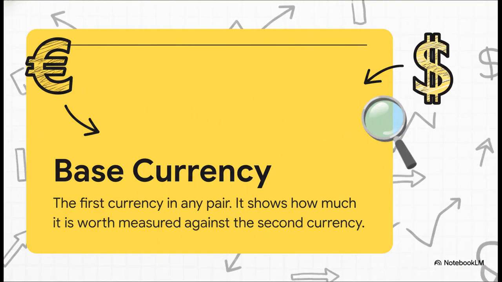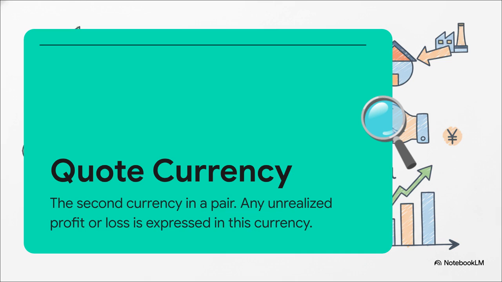Okay, so every single Forex trade involves a pair of currencies. The first one you see listed, that's the base currency. The easiest way to think about it is it's the product you're looking to buy or sell. So, in that classic EUR/USD pair, the euro is our product. Simple as that. And the second currency?